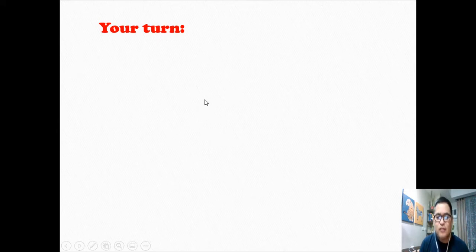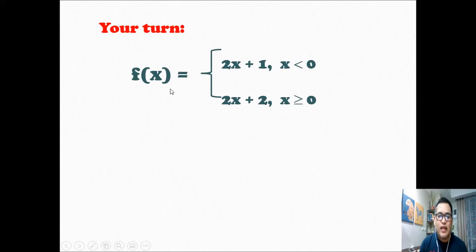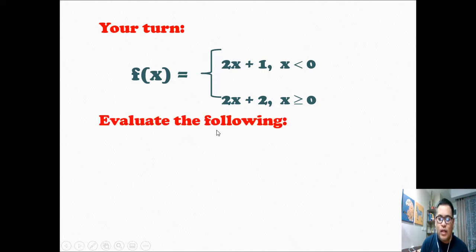So it's your turn. You are given this piecewise function: f of x is equal to 2x plus 1 where x is less than 0, and 2x plus 2 where x is greater than or equal to 0. Evaluate the following: f of negative 2. What do you think is the answer? Okay, I'll give you 5 seconds.